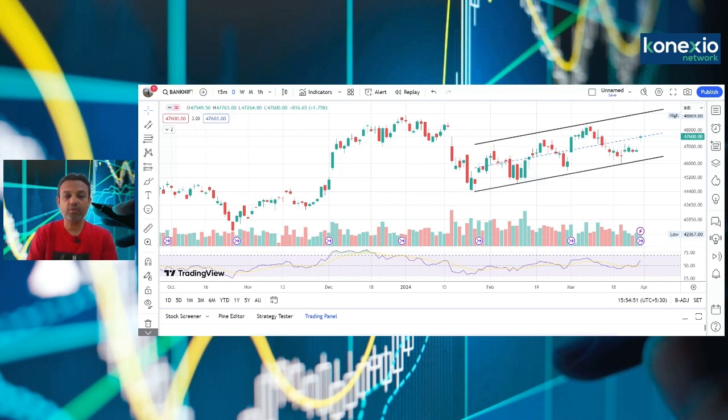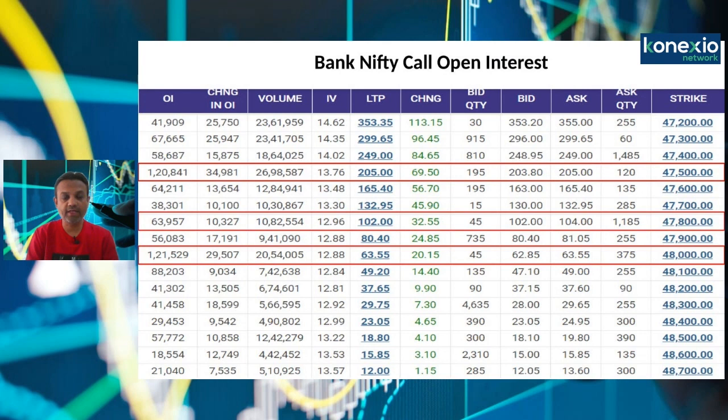So these are the crucial support and resistance levels in Bank Nifty. Traders should closely monitor the support and resistance levels, and one should have a buy-on-dips strategy for the next week. So friends, now let us discuss the derivative data of Bank Nifty calls.